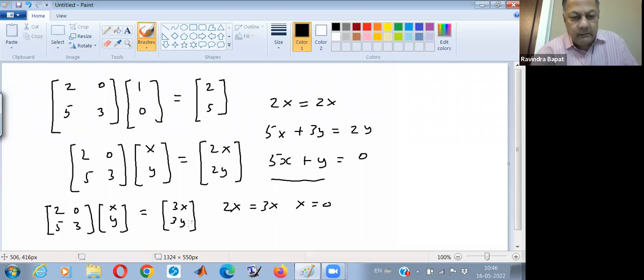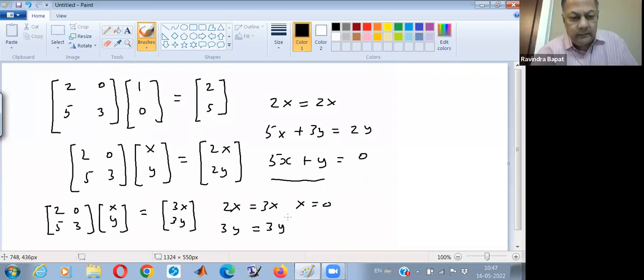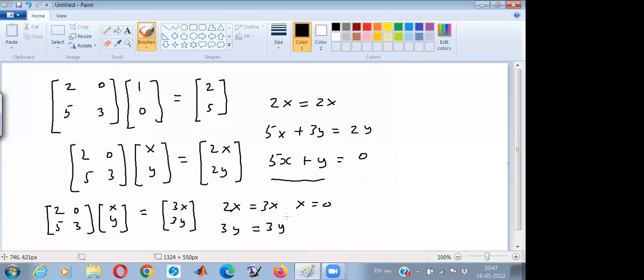And then the second equation works out automatically. 3y equal to... 1 0 eigenvector. 1 0 or 0 1? 0 1, sorry, sir. 0 1. So that it exists.